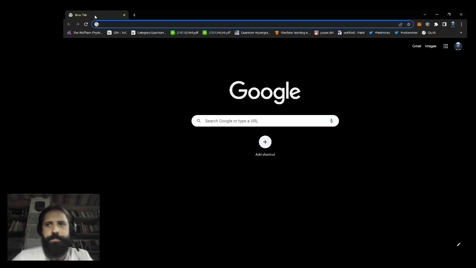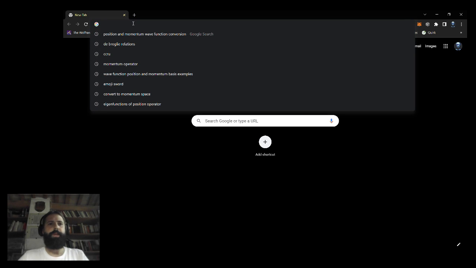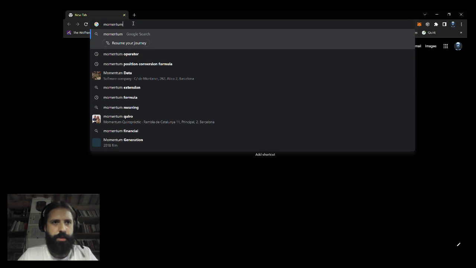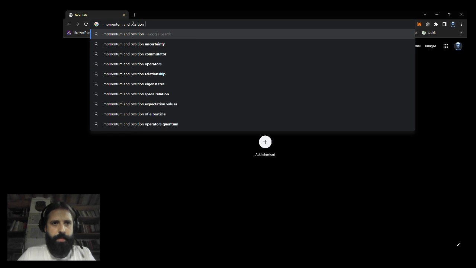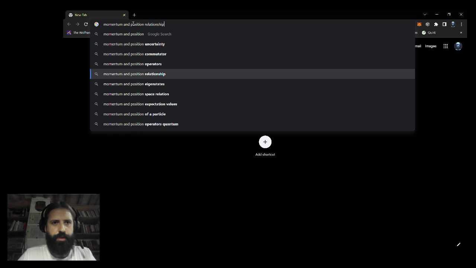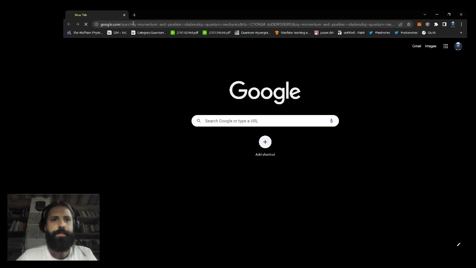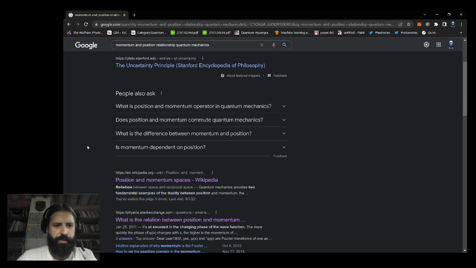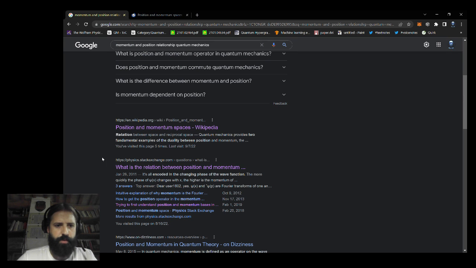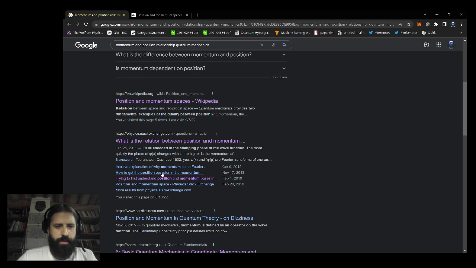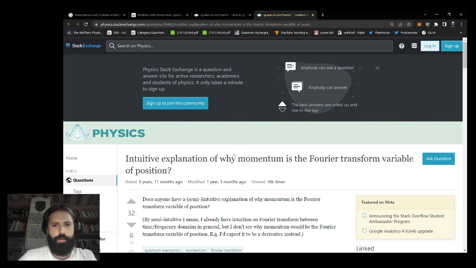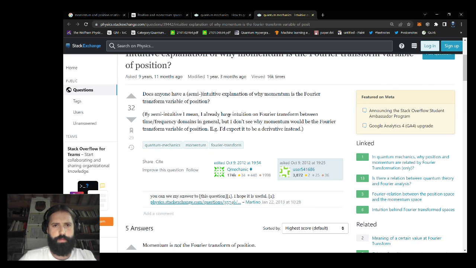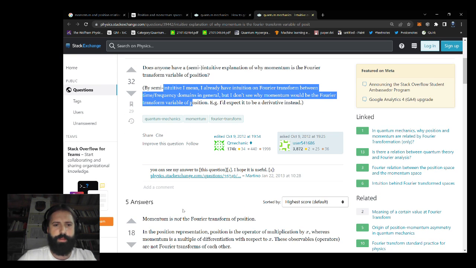Let's see. Momentum and position relationship, quantum mechanics. Yeah, certainly, the principle is one thing. This is what's been. So I know people keep talking about the Fourier transform. But that's kind of the point.